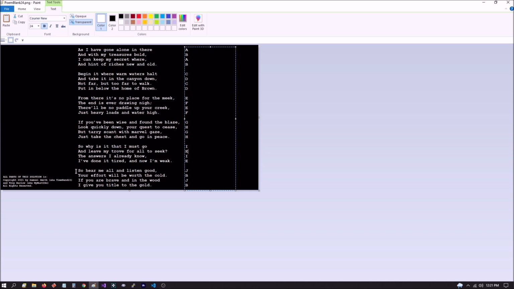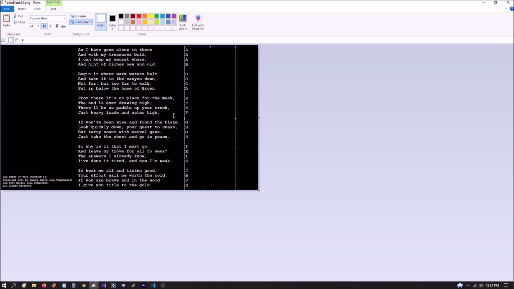Now, when you get to the very last one, again, he's telling you, so hear me all and listen good. So your effort will be worth the cold. Well, when we talk about cold, he's going all the way back up to the very first stanza. And that is how I came to the conclusion that when he's referring you back there, he's actually telling you that the title to the gold ends up being the word treasures because it's bold, it's brave, okay? It's emboldened, and it is also the hint of riches new and old.